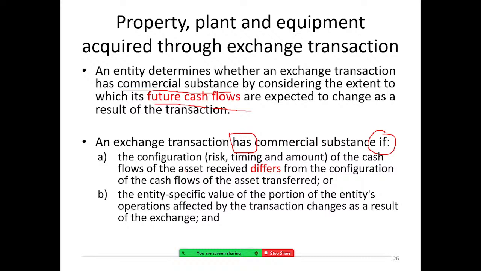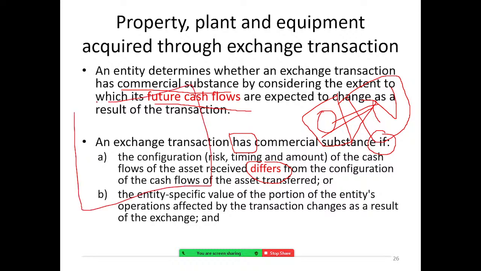of the asset received differs from the configuration of cash flows of the asset transferred. So when old assets and new assets are exchanged, there should be a significant difference. In that case, we can say that there's a commercial substance, and the entity-specific value of the portion of the entity's operations affected by the transaction changes as a result of the exchange.